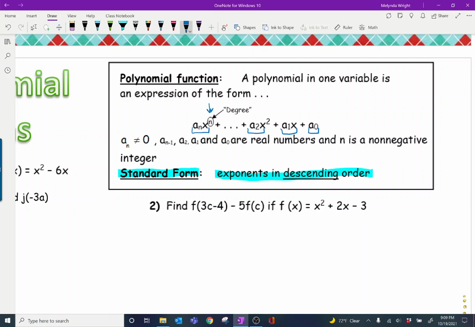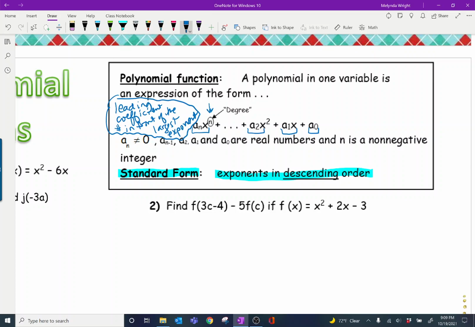Something else interesting, another vocabulary word we need to be aware of is leading coefficient. The leading coefficient is the number in front of the largest exponent. So this is an important concept as well. We just need to know if somebody asks you what the leading coefficient of a polynomial is, you should be able to know what that means and be able to say that.